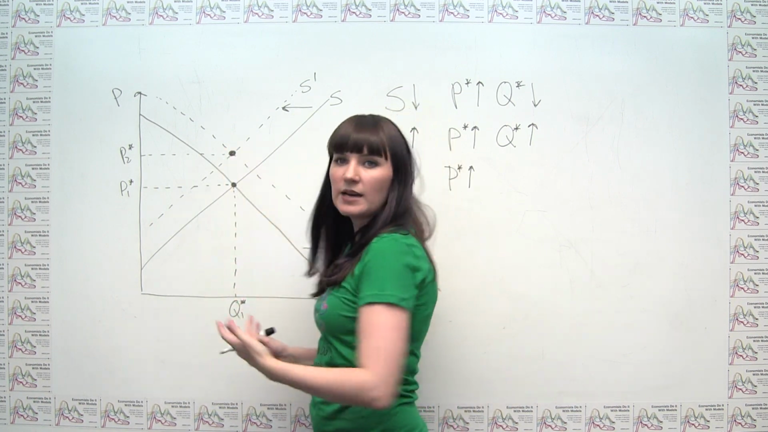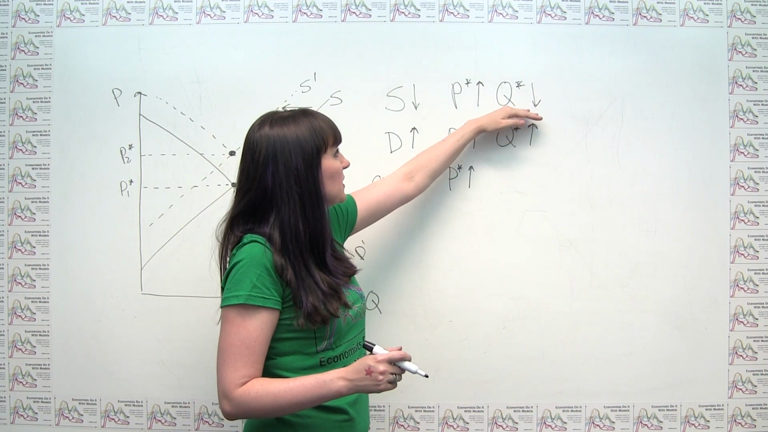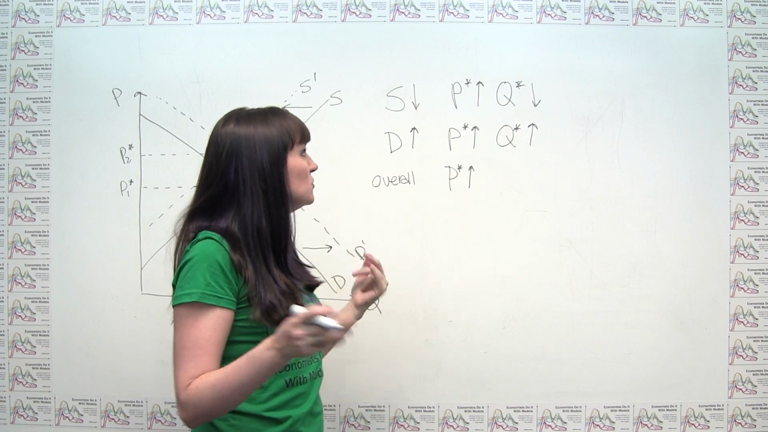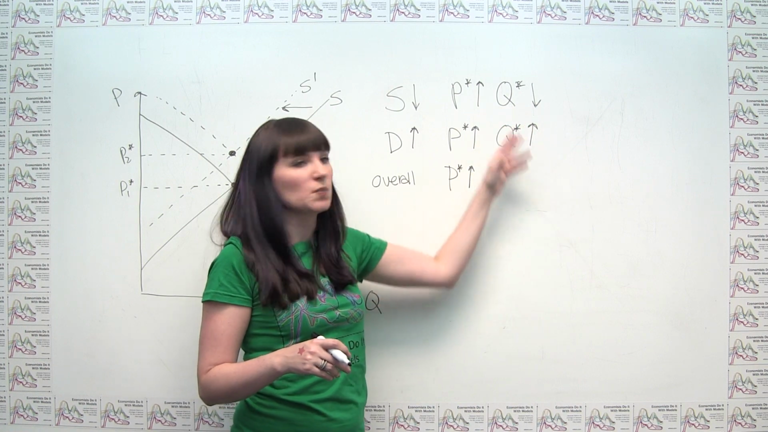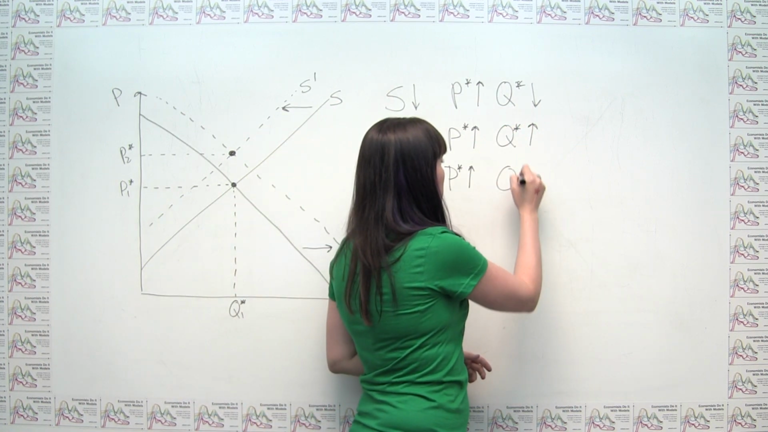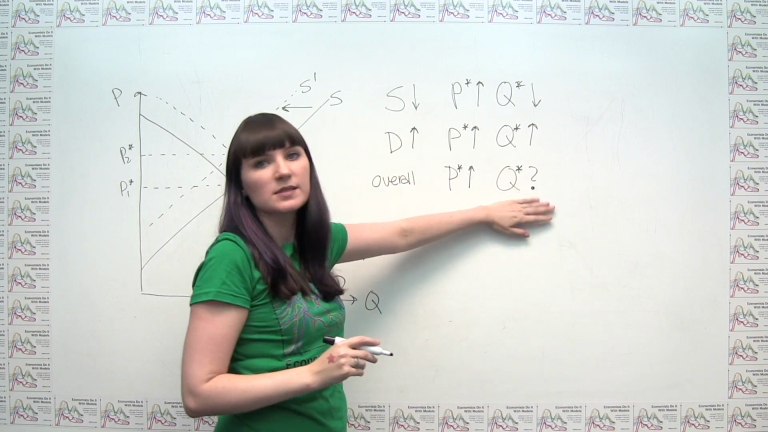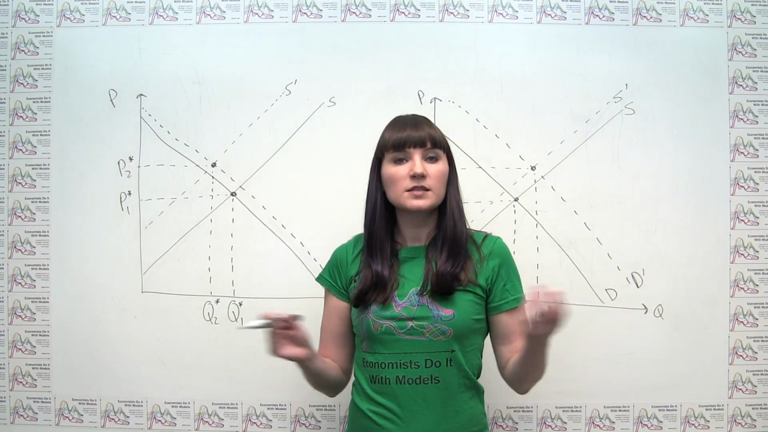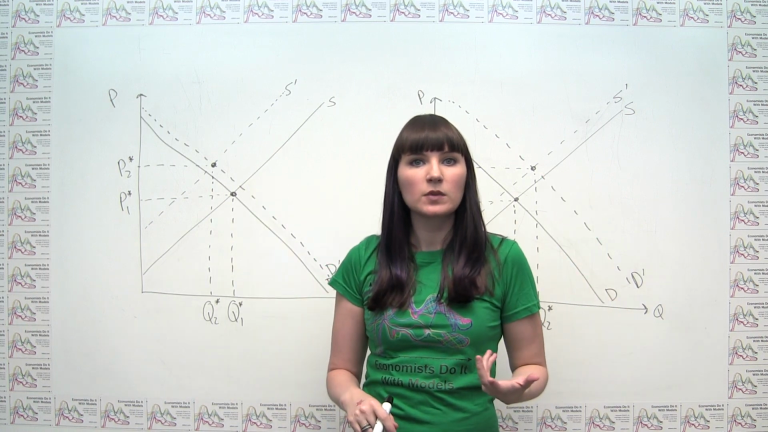On the quantity side, however, we're not really sure what's going on, because I have a qualitative decrease and a qualitative increase. To know whether that's an overall increase or decrease, I would need to know which of these was bigger. And I don't have that information. So actually, I'm not sure what happens to the equilibrium quantity in this market. To illustrate this point more clearly, I've drawn two diagrams to help us out here.